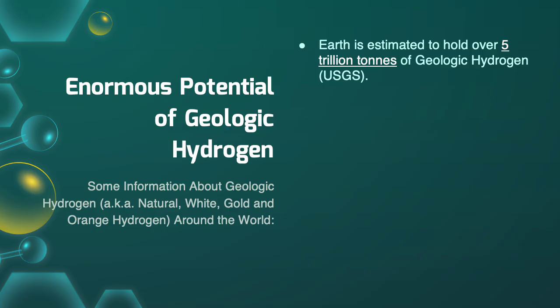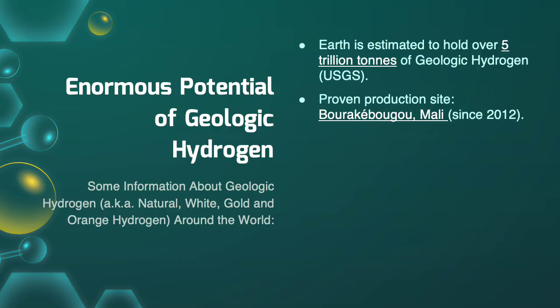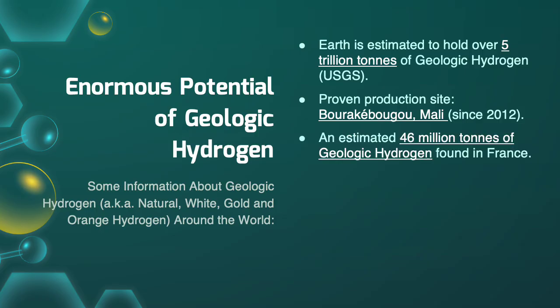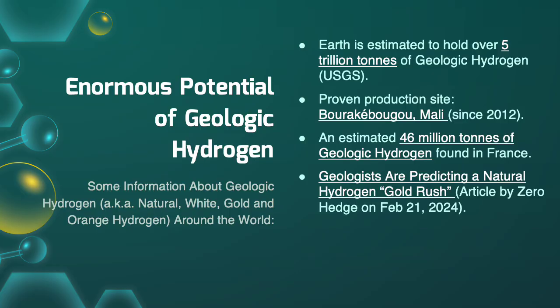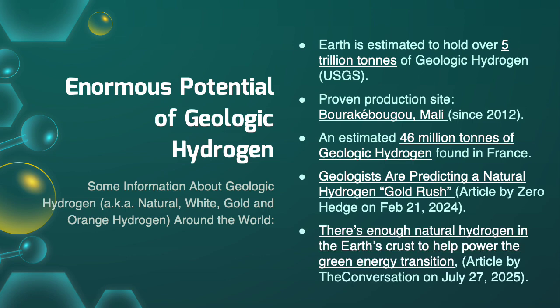They also indicated that a few percent recovery of this amount would still supply all the projected demand for hundreds of years. There is already a commercial site producing geologic hydrogen near Bourakebougou, Mali. It started production in 2012. Additionally, 46 million tons of geologic hydrogen has been estimated to be found in the Lorraine Basin in France. As a result, geologists are predicting a natural hydrogen gold rush. Recently, a group of scientists published an article indicating that there's enough natural hydrogen in the Earth's crust to help power the green energy transition.